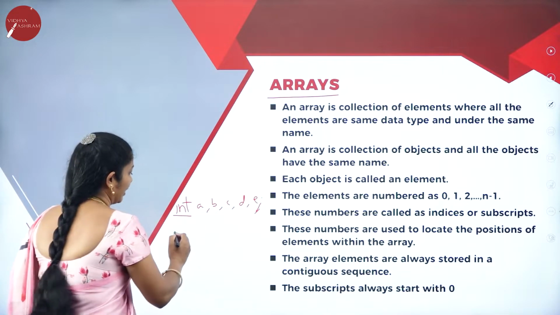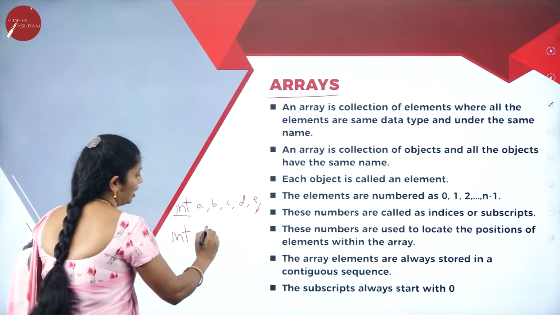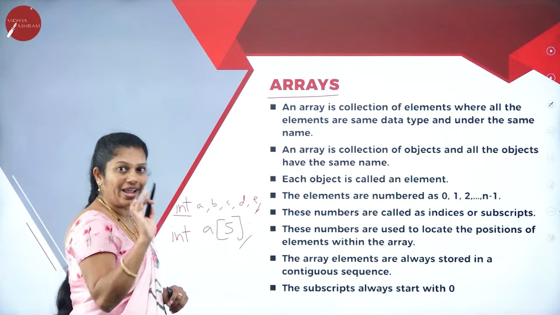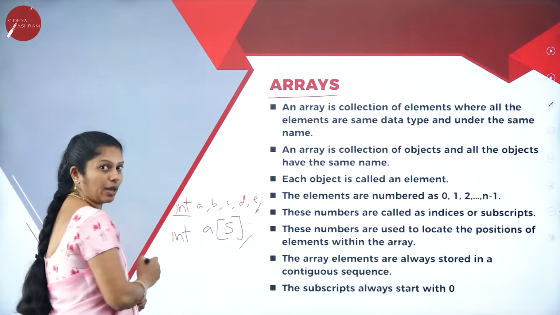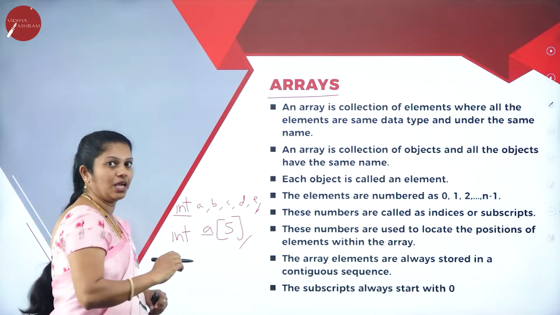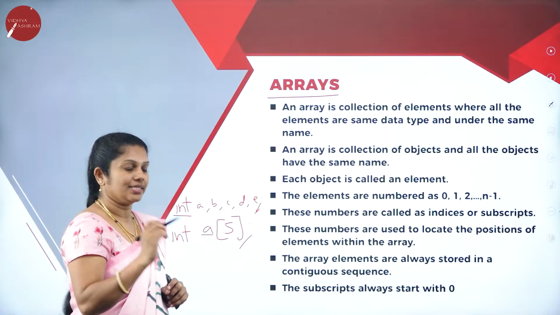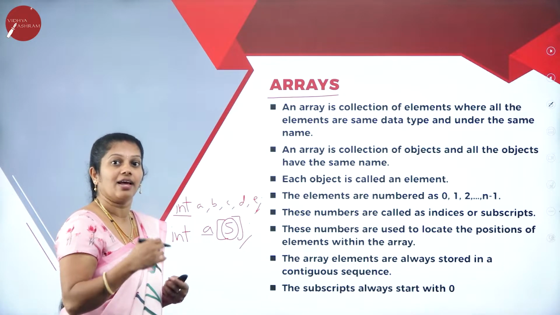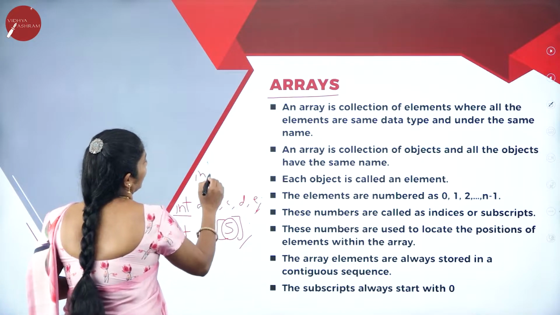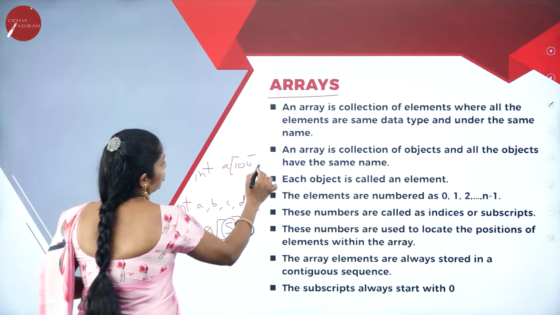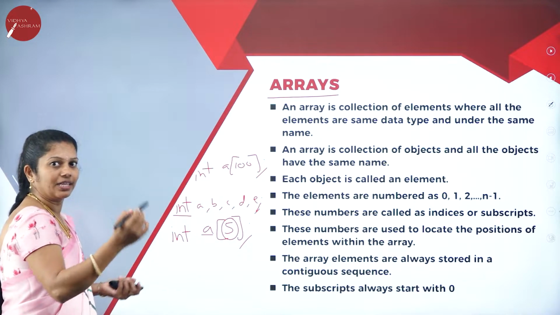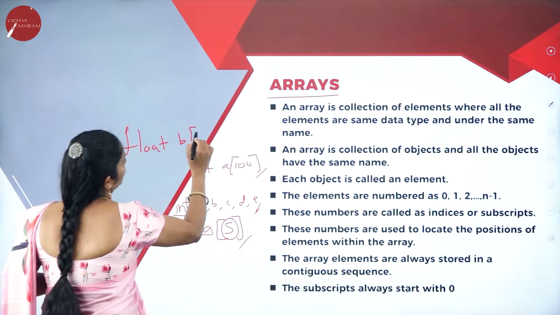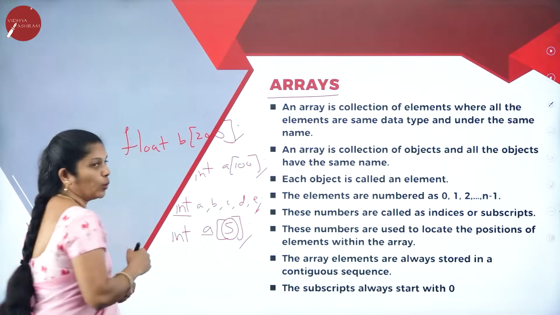If you want, we can declare the same thing in another format: int A[5]. Then here we have 5 elements in total, all of type integer, stored under the same name A. That means an array is a collection of elements. Here I gave only 5, but if I want, I can declare 100 elements also, for example int A[100]. Then we have 100 elements in total. For example, I want to declare 200 elements of float data type: float B[200]. Like this, we can declare.